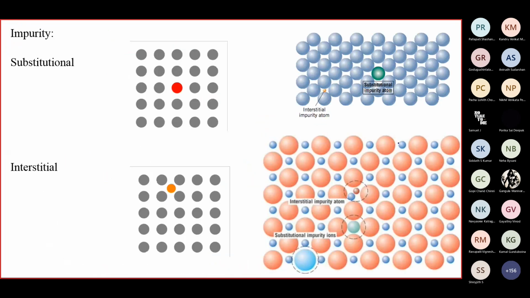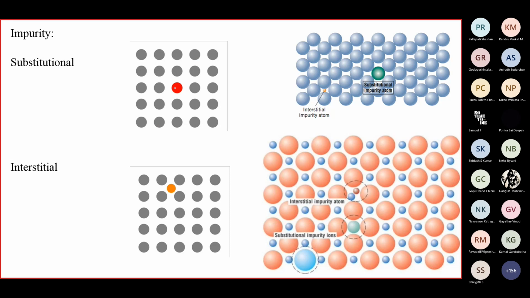Now, in impurity, there are two types: substitutional impurity and interstitial impurity. First, let us look at substitutional impurity. Here we have a lattice, let's say. It is occupied by one type of atom, let's say silicon, or gallium. All throughout it is silicon. Now, one of the lattice points is occupied by a different kind of element. All this is silicon, whereas this is a different kind of element.